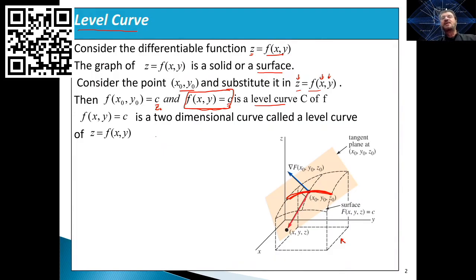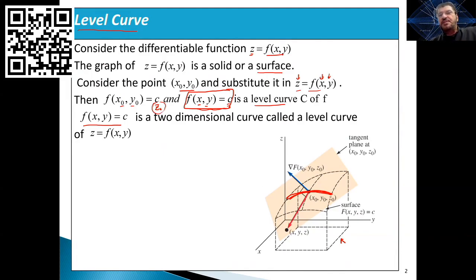All right? So a level curve f of x, y equals c is a two-dimensional curve called a level curve. And this curve is graphed where? On the surface. And it has to be at the point x naught, y naught in the xy plane. Look what happens when I take x naught, put it here, and y naught, put it here. What am I going to get? I'm going to get z equals c, and we call this z naught.